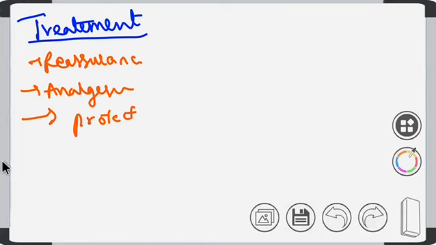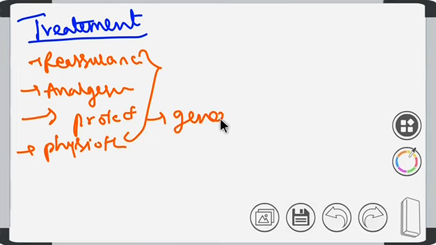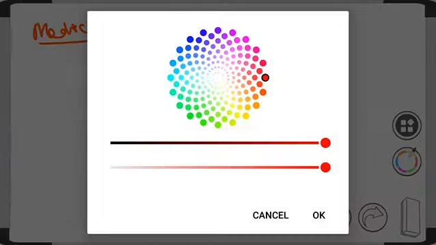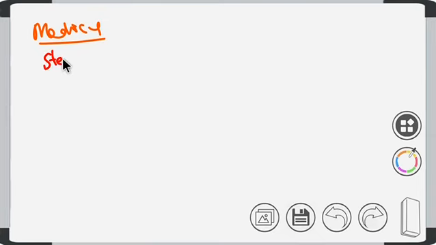Okay, and we have to give physiotherapy. This is general treatment. Then we'll give medical treatment. What is the medical treatment? In the medical treatment, we use steroids. What is that steroid that can be used here in Bell's palsy? The steroid is prednisolone.